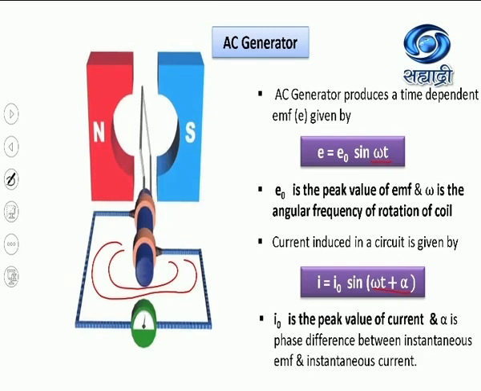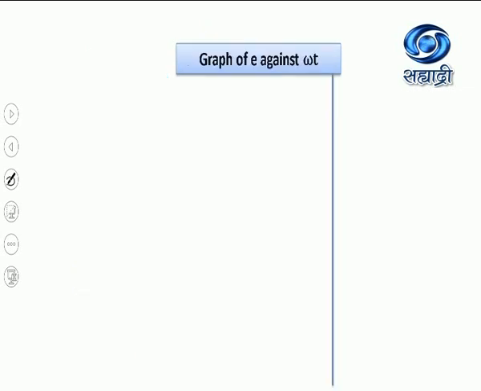Here I naught is the peak or maximum value of the current, and as I told, alpha is the phase difference between instantaneous EMF and instantaneous current. Here precisely the word instantaneous is being used because at instant t the current is I, and at instant t the EMF is E. So it changes with respect to time, whereas the peak value of the EMF remains constant, that is E naught, and the peak value of the current remains constant, that is represented by I naught.